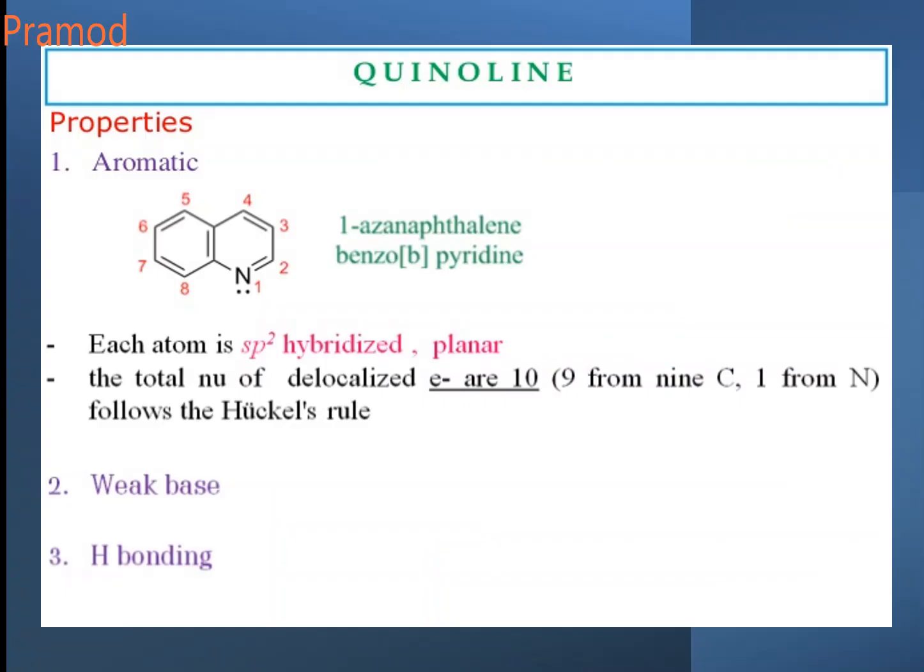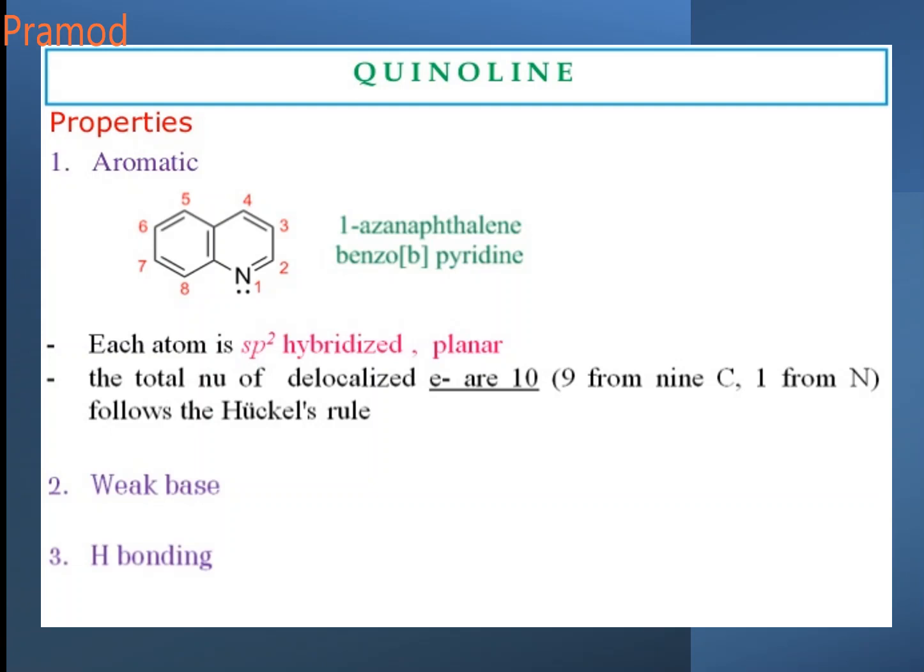Now let's go for the properties. Aromatic. Why is it aromatic? Because it is sp2 hybridized, planar, with 10 electrons, 9 coming from carbon and 1 coming from nitrogen. It follows Huckel's rule. The p orbitals are perpendicular to the plane and they are delocalized. So planar, conjugated, Huckel's rule, everything is satisfied. That's why quinoline is aromatic in nature.